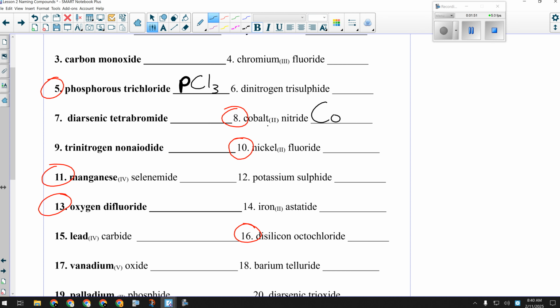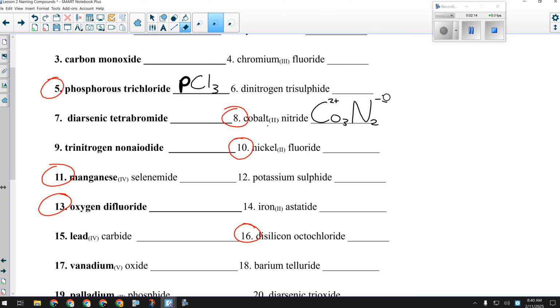So, cobalt. If it's ionic, I write the symbol for the metal and its charge. Cobalt has more than 1 charge. Does the Roman numeral help me with that? Yeah, it tells me what charge to use. This is the cobalt that is 2+, and it is with nitrogen, which is a -3. So that's the first step of doing the formula for an ionic compound. Write the symbols of the elements and their charge, and then drop and swap. Co3N2. And we're done.